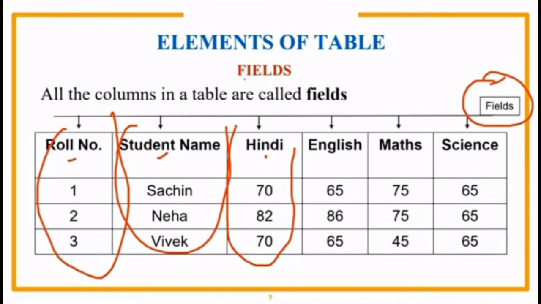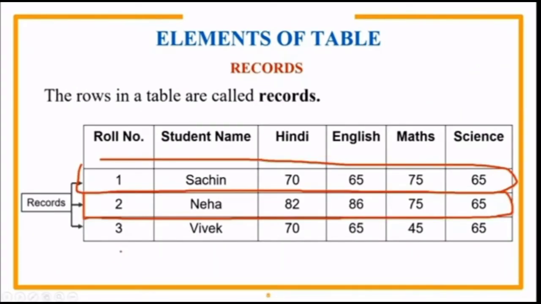So next we are moving to fields. All tables consist of fields. All the columns in a table are known as fields. Fields are columns, all the columns. Okay. So the elements of the tables, first one is fields, which are also known as columns. Second one is record. The rows in a table are called records.